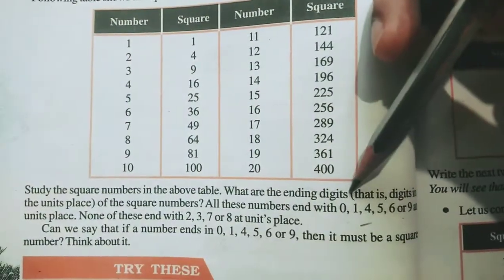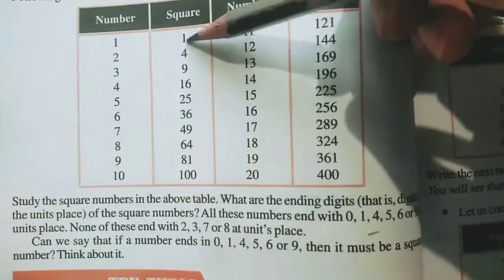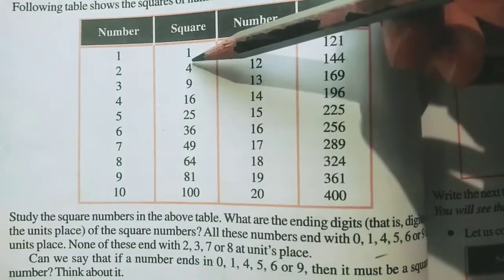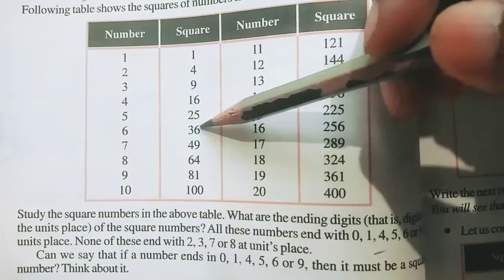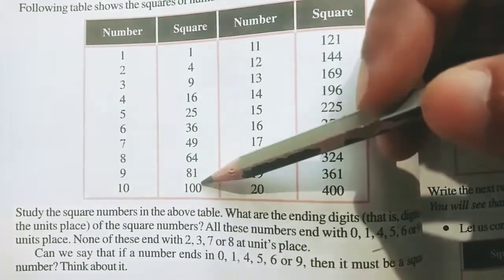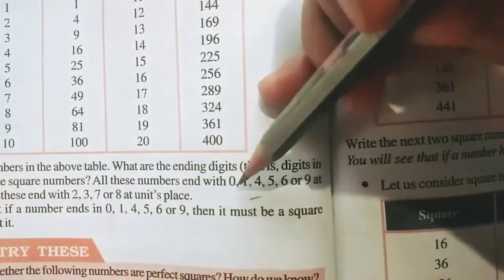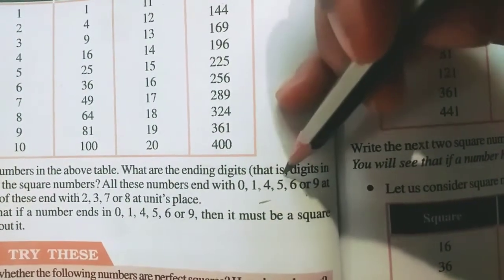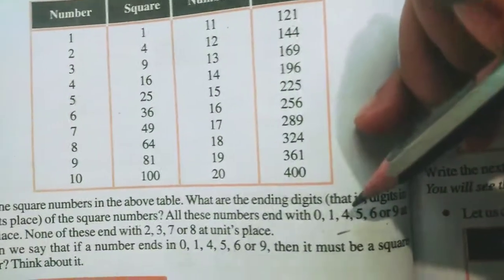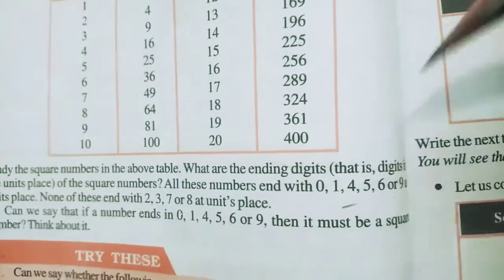What are the ending digits? Ending digit means the unit place digit of the square numbers. These are the square numbers. So what are the ending digits of the square numbers? 1, 4, 9, 6, 5, again 6, 9, 4, 1, again 0, then again 1, 4, 9, 6. That means what numbers are there? There are these numbers: 0, 1, 4, 5, 6 and 9. So only these numbers are there in the unit digit of the square numbers.